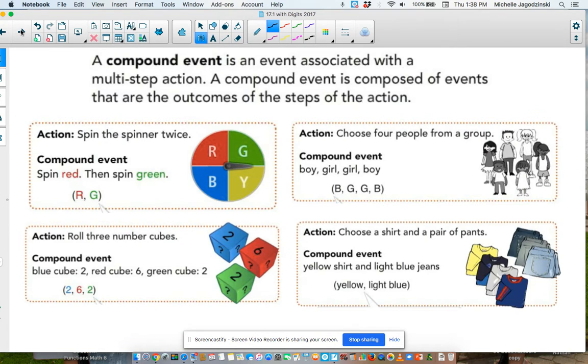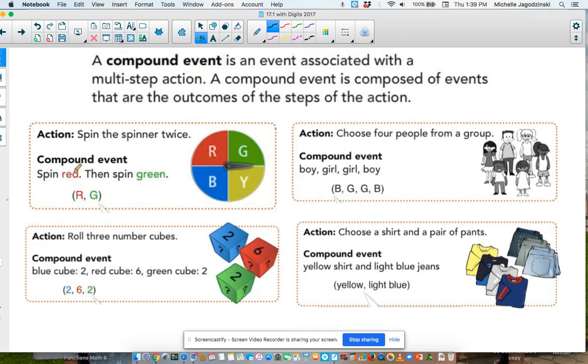A compound event is any event that is associated with a multi-step action. So anytime we have 2 or more steps, it is considered a compound event. A compound event is composed of events that are outcomes of the steps of the action. So if we notice here, we are spinning the spinner twice, and the compound event is to spin red and then spin green. So on my first spin, I would get red. My second spin, I would get green. And right here, this is my compound event of spinning a red and then spinning a green.